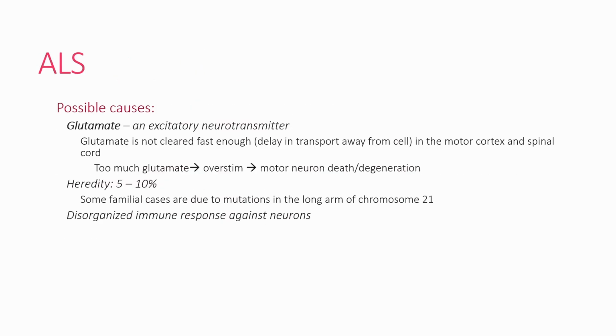So possible causes: glutamate. Remember, it's an excitatory neurotransmitter. If you don't clear it fast enough, that stimulation will continue going on. You continue to stimulate because that glutamate's still there. So if you have too much glutamate, you overstimulate the neuron and you can cause cell death and motor damage to that neuron due to overexcitability. There's also a hereditary cause. About 5 to 20% of cases do have some familial component as well to ALS.